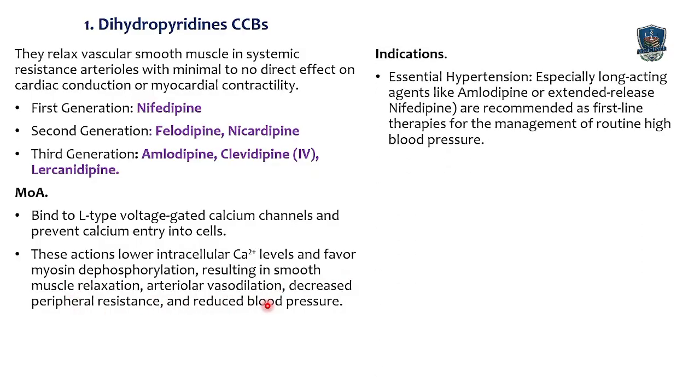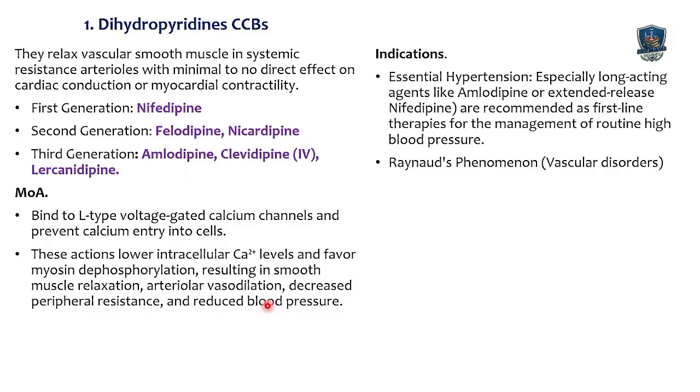So this is good. These drugs are indicated. Indication number one, they're very good drugs when it comes to essential hypertension. Long-acting ones like amlodipine or extended release nifedipine are recommended as first-line therapies for management of routine hypertension. So nifedipine may be used as first-line for essential hypertension. I'm very sure you guys have seen clients being given nifedipine when they've got a very high blood pressure. Nifedipine is also a good drug. It can also be used in pregnancy.